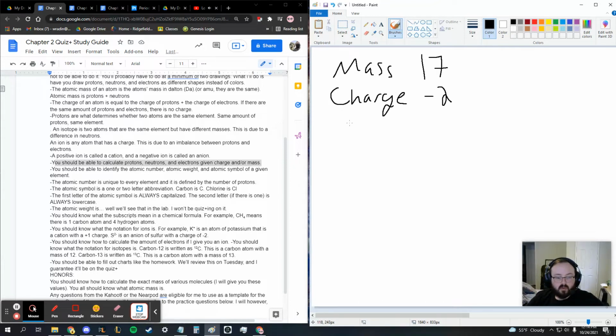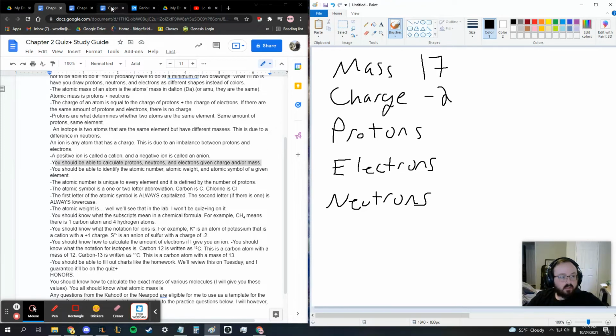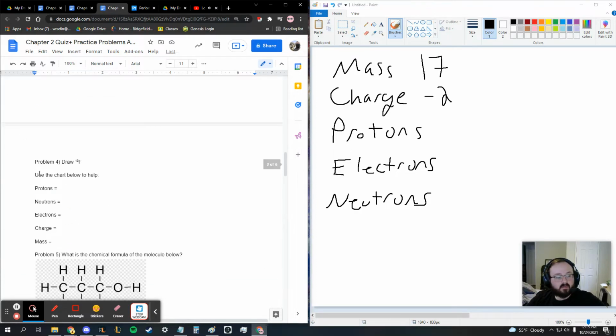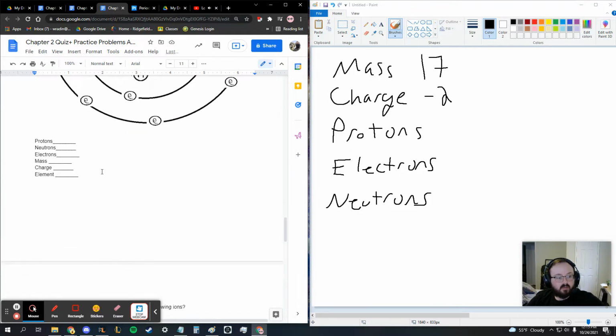negative 2. So what I'm going to do probably on your Quiz Plus is give you a table like this. I want you to do protons, electrons, and neutrons. I'm going to make another video on this. I give you basically this, right? Something like this. I'm probably going to give this to you more on the Quiz Plus. I'm just using it as an example right now, but I give it to you here as well, and here as well.